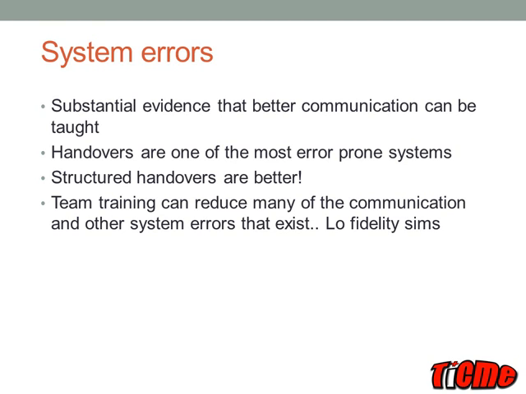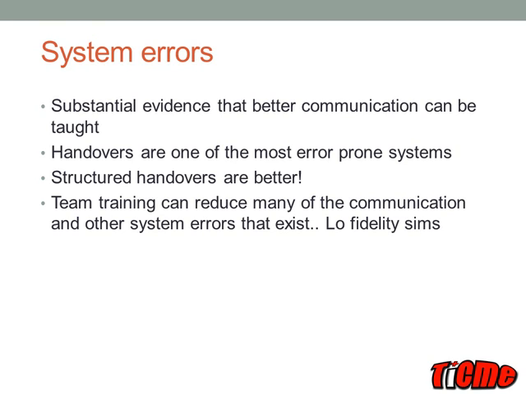System errors are, as we said, the most common sort of root cause behind the errors that we make, and there is substantial evidence that communication is a really big factor in these system errors. There's also good evidence that communication can be taught and people can improve. Not surprisingly, handovers are one of the most error-prone systems we have in medicine. There is evidence that a structured format handover is better. So maybe a system where everyone gives the same headings when they give a handover.